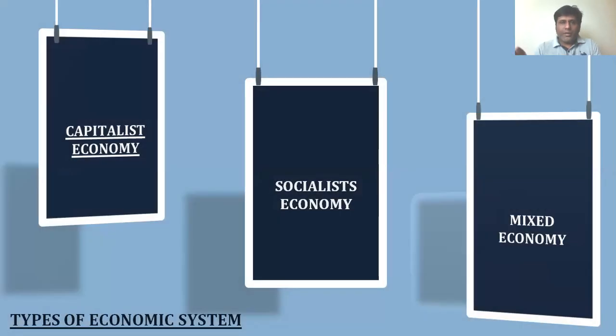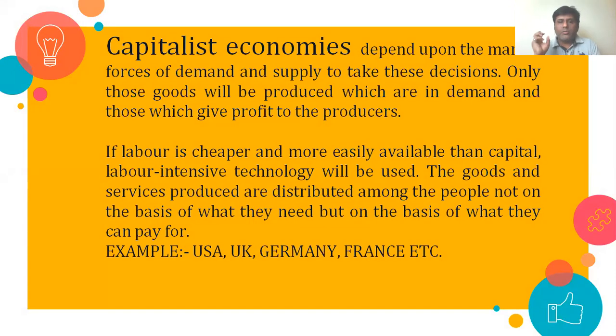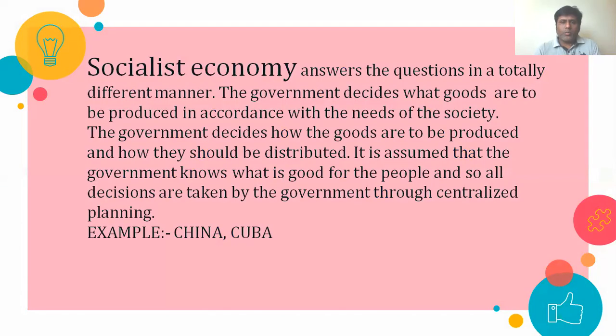Then there are three types of economic system: capitalist, socialist, and mixed. Capitalist is more market driven, where all the factors of production, that is land, labor, capital, and enterprise, are owned, controlled, and managed by the private sector or the market. US, UK, South Korea are the examples of capitalist economy.